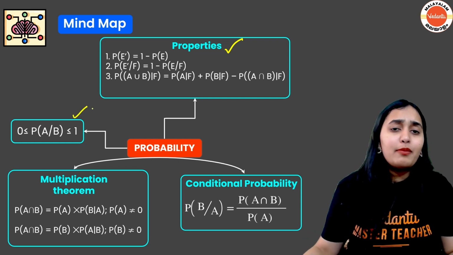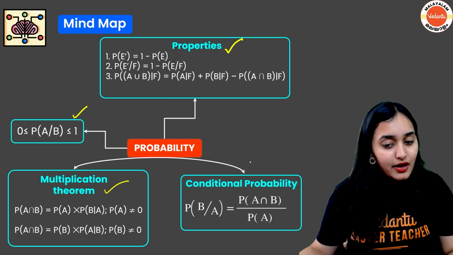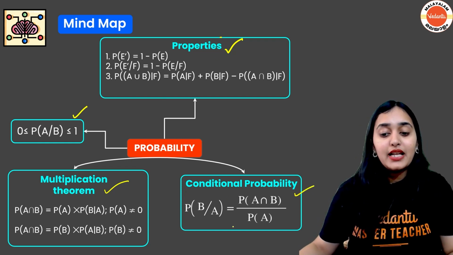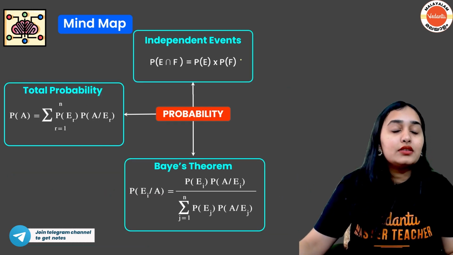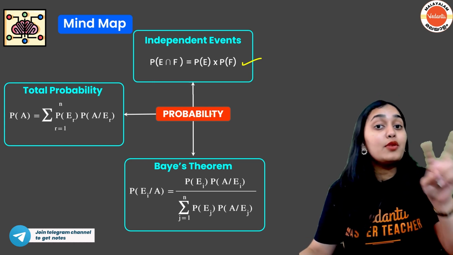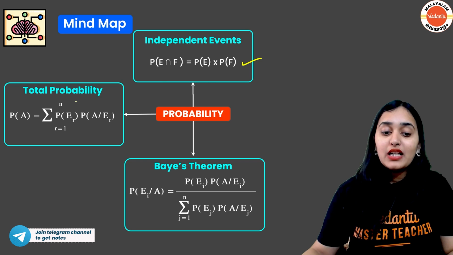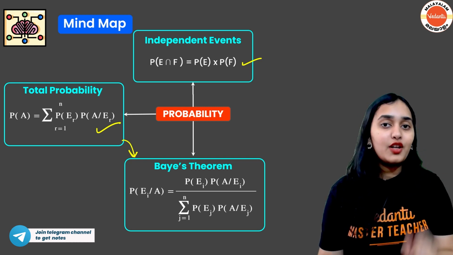This is that probability always lies between 0 and 1. This is the multiplication theorem formula. This is the properties of conditional probability. Then what if there are independent events? P(E) into P(F). What if they are mutually exclusive? A intersection B will be 0. Total probability formula, which is also used in the Bayes theorem formula. So all the formulas I have listed down here for your ease.